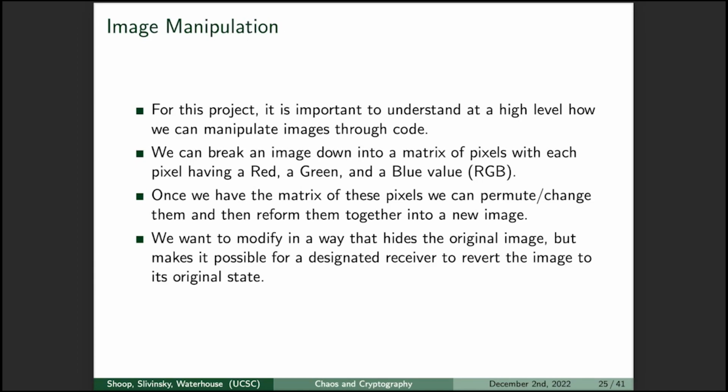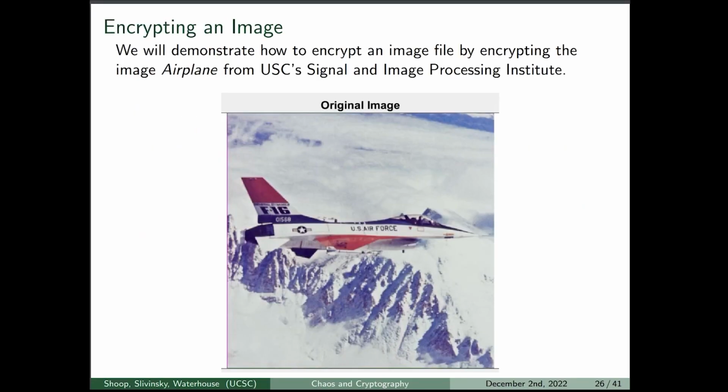For this project, we want to use chaotic data to modify an image in a way that hides the original image, but makes it possible for a designated receiver to revert the image to its original state. We will now show an implementation of encrypting and decrypting an image file using the driving and receiving system framework.